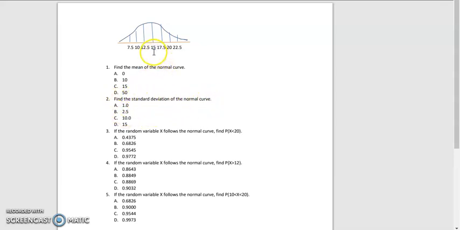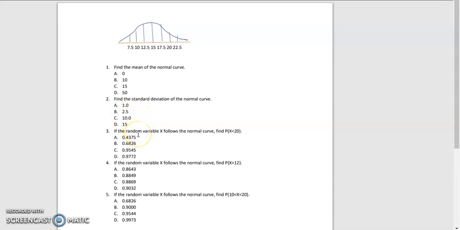Now 2 says find the standard deviation of the normal curve. To get the standard deviation, what is the difference between the 15 and 17.5? The difference is 2.5, that is 17.5 minus 15. If you test it for the one at the back of the mean too, 15 minus 12.5 will also give you 2.5. So that is the standard deviation. You realize that same thing runs throughout. Here and here too is 2.5. So the standard deviation is 2.5.